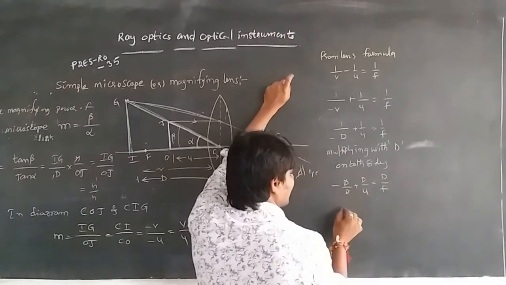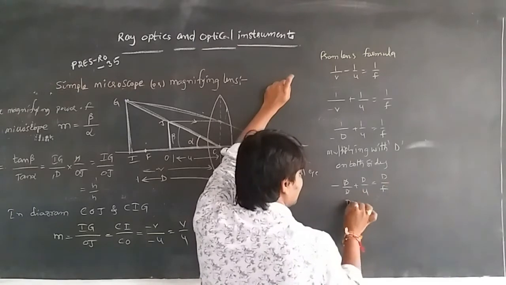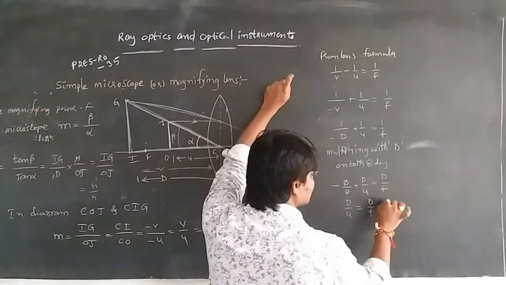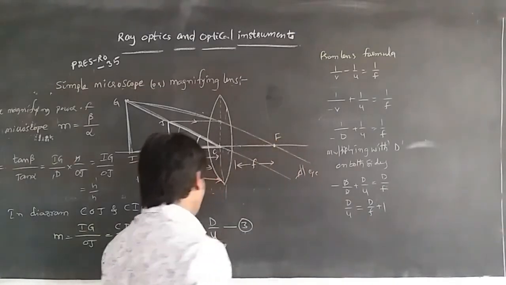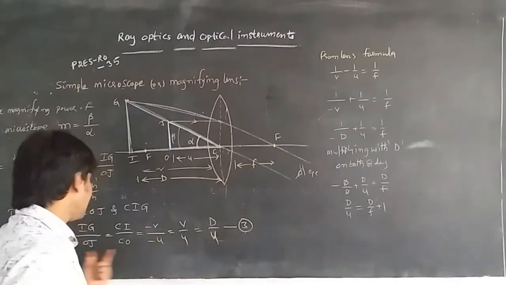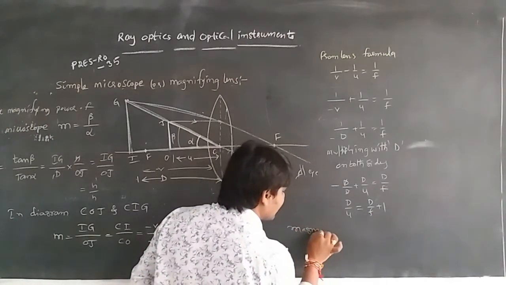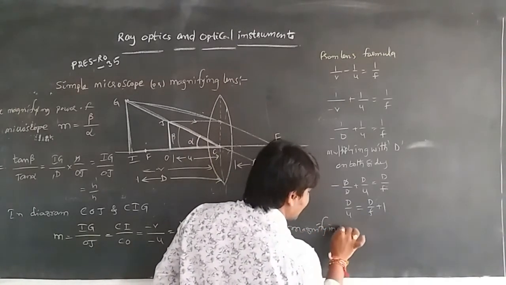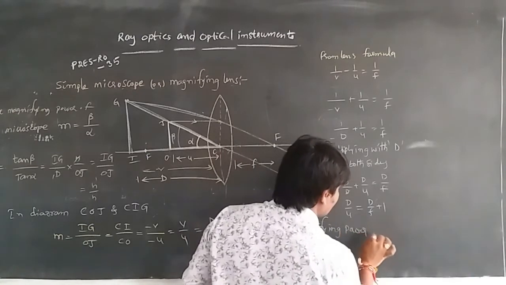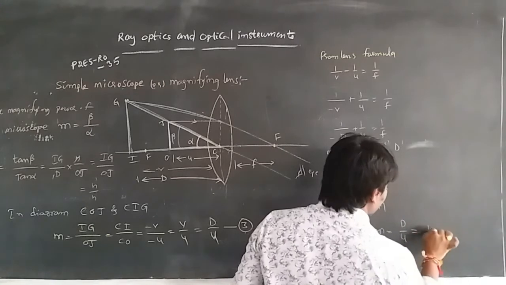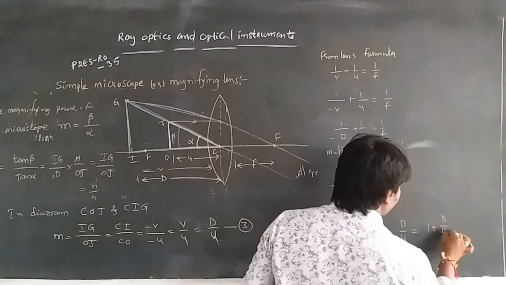Taking minus 1 to this side, D by U is equal to D by F plus 1. We know from equation number 3 that D by U is the magnifying power m. So the magnifying power m is equal to D by U, that is equal to 1 plus D by F.